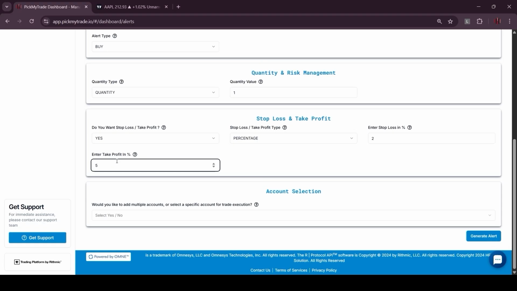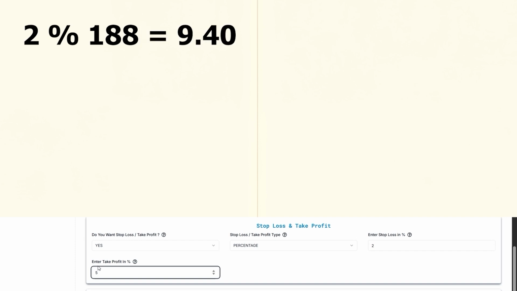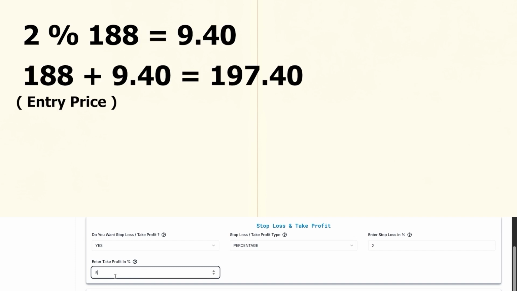Similarly, if I enter 5 here, then it will calculate the 5% of 188, which is 9.40. So, according to the formula, 188 plus 9.40 will be 197.40.